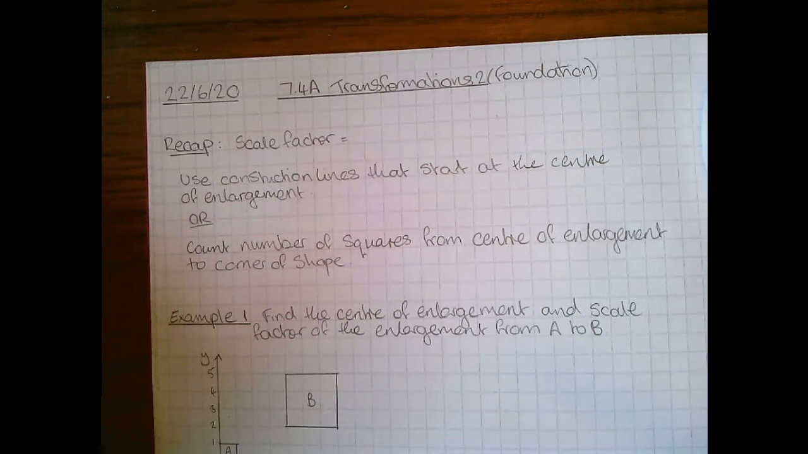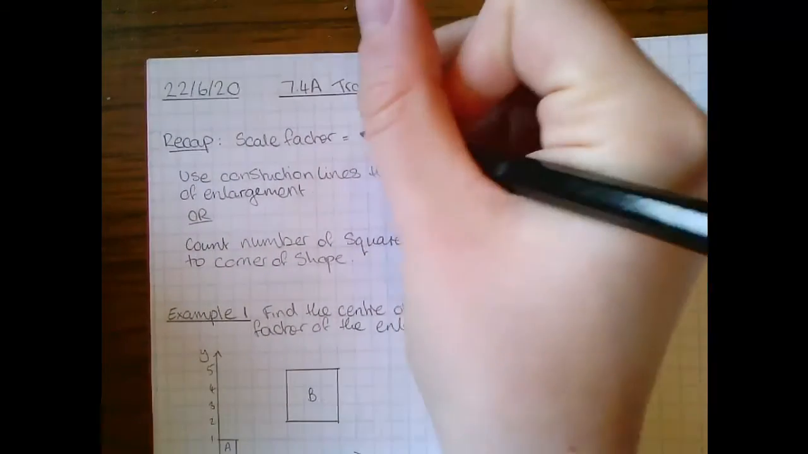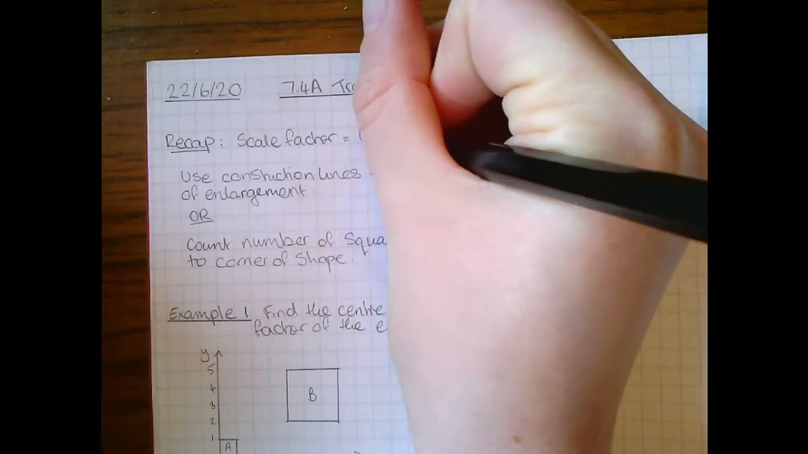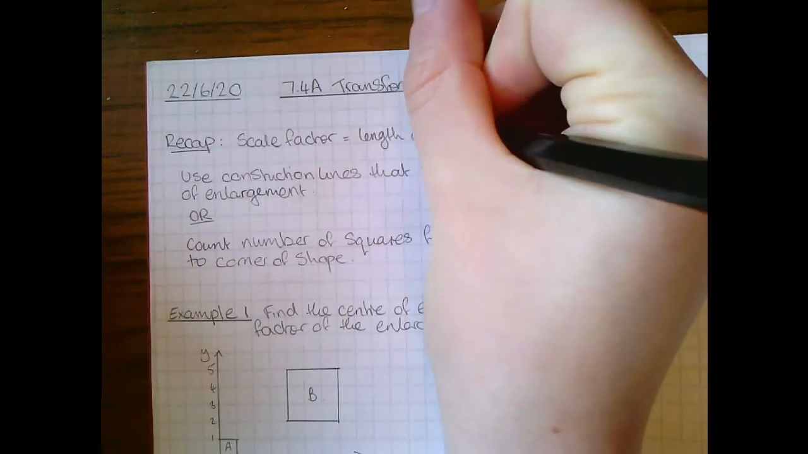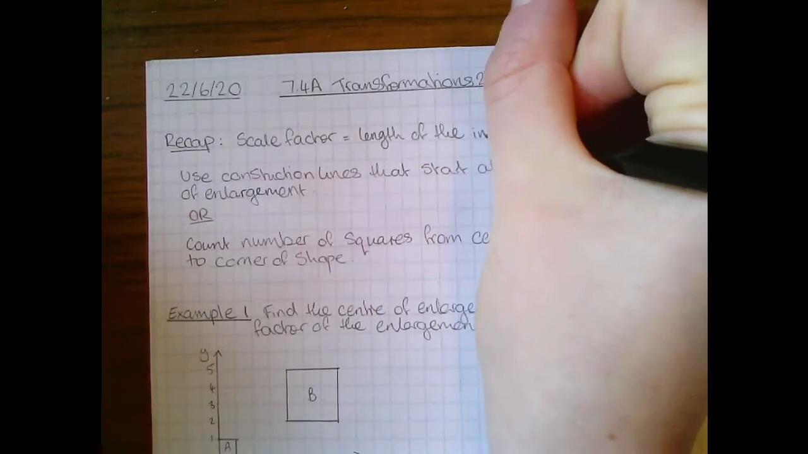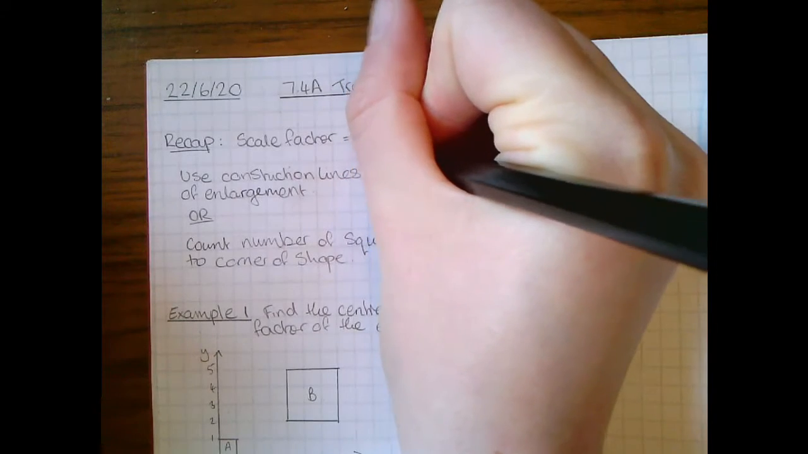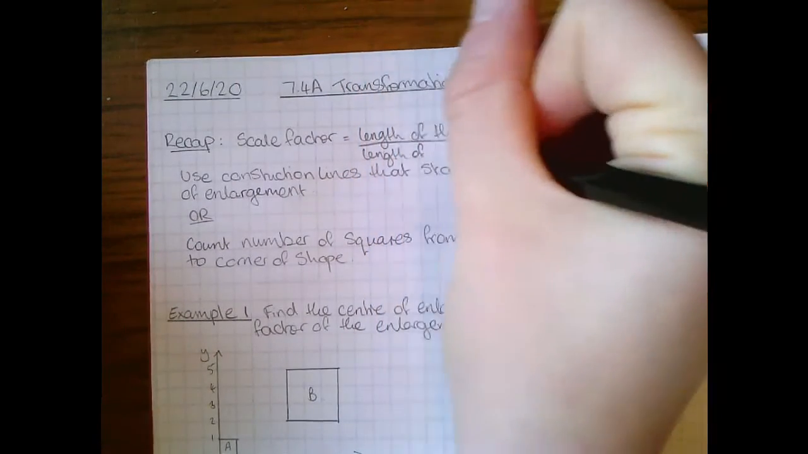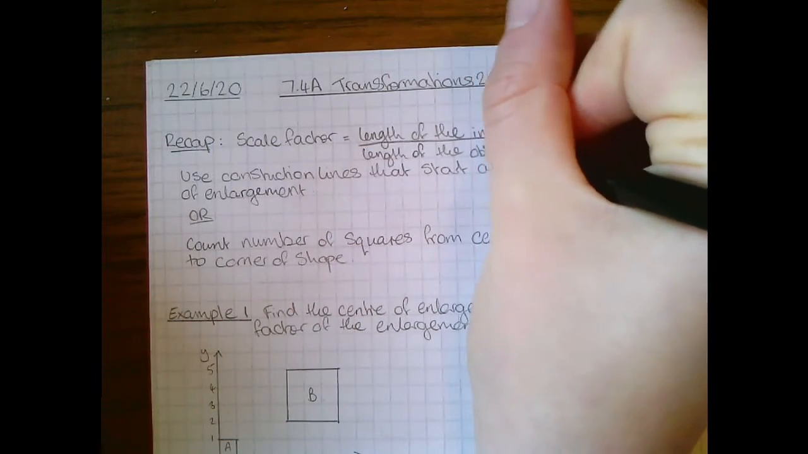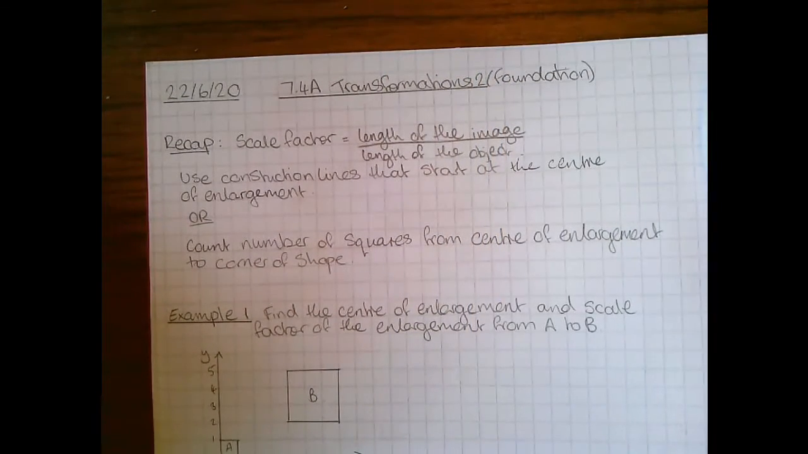So an enlargement is a transformation that makes your object bigger or smaller. Okay, you need a scale factor and you need a center of enlargement. Okay, so scale factor can be calculated if you're not given it from the side length of the image divided by the side length of the object. Went through that in the last video, so check back there if you're not sure.